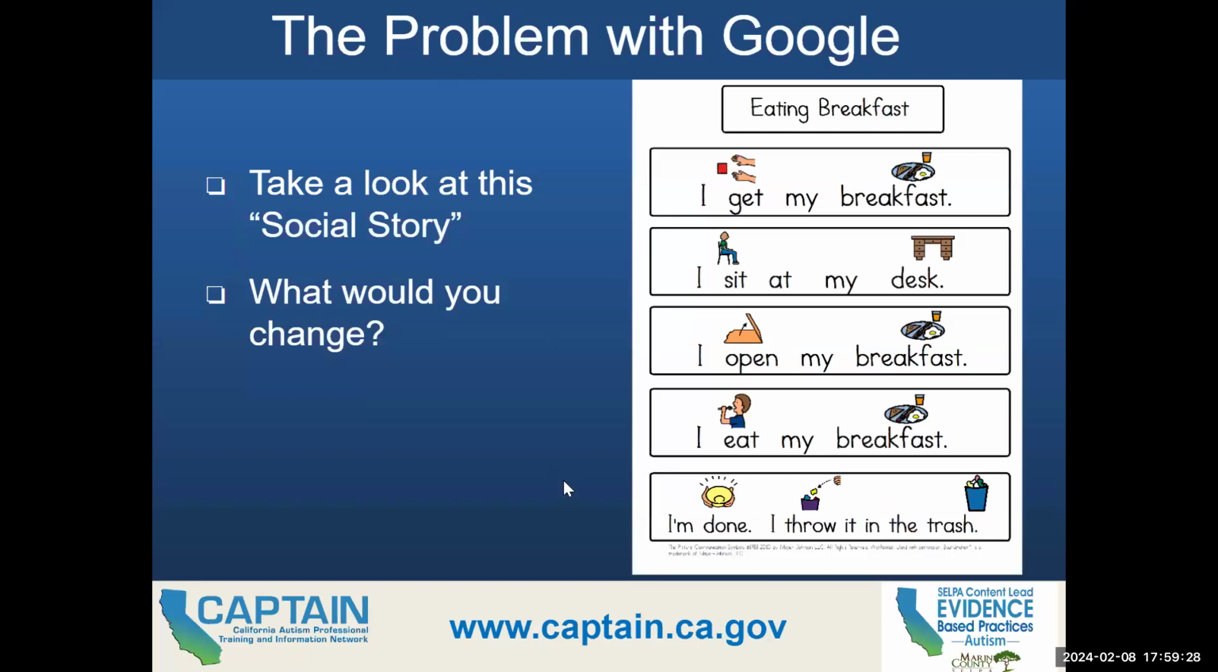Here is an interesting social story that you can just find on Google, but I want you to think about what you would change, right? Eating breakfast. I get my breakfast. I sit at my desk. I open my breakfast. I eat my breakfast. I'm done. I throw it in the trash. What do you think is the problem with the social story? I know there's only a few of us here, but would anybody like to share in the chat what you think the issue is with this? I'm going to give it a few more seconds.